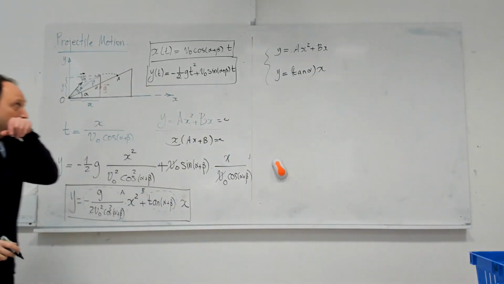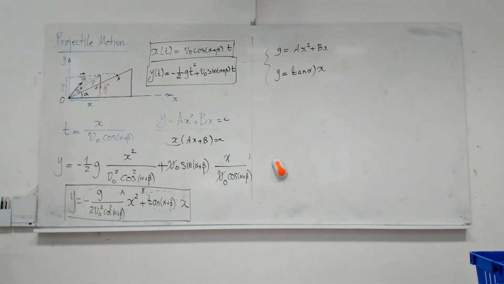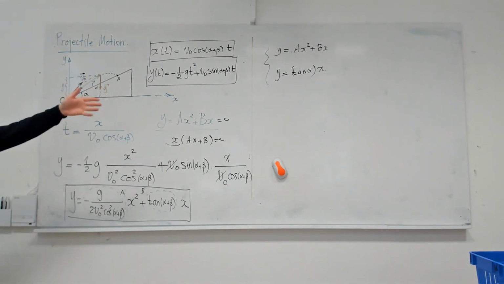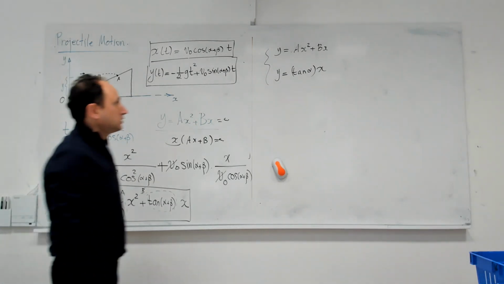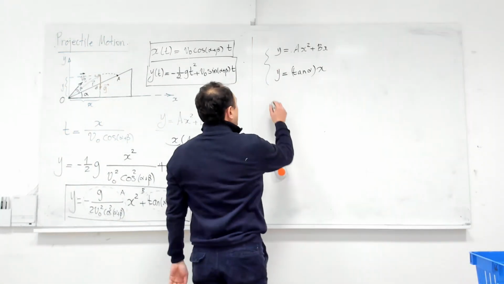And then what I do, I need to find the intersection points. Of course, before starting the calculation, one intersection point is clear. That is the origin. And this will be given to you by the equations. So I equate the x values, the y values.